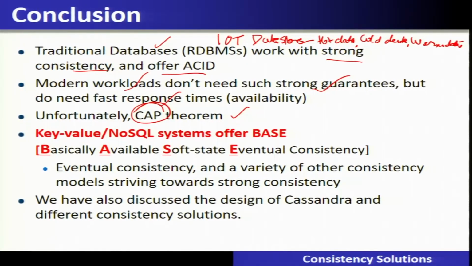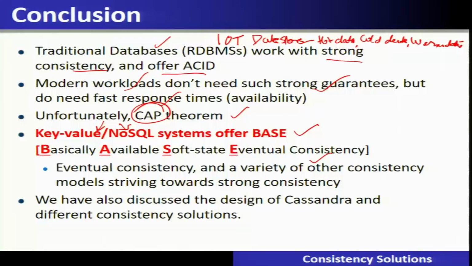Therefore, we have seen a design of a system, the key value store, that is called a NoSQL system, by Cassandra, which offers the BASE property: basically available, soft state, eventual consistency. This kind of system is widely used in many production clusters, and can also be used here for an IoT data store. So, it supports eventual consistency, and a variety of other consistency models can also be tuned in Cassandra, as we have seen. We have also discussed the design of Cassandra and other different consistency solutions, which are applicable for an IoT data store. Thank you.